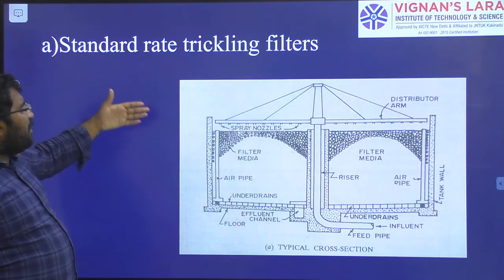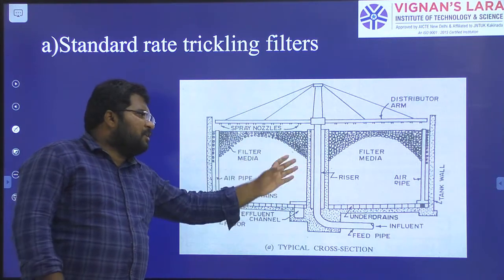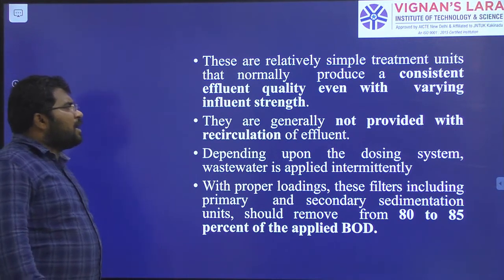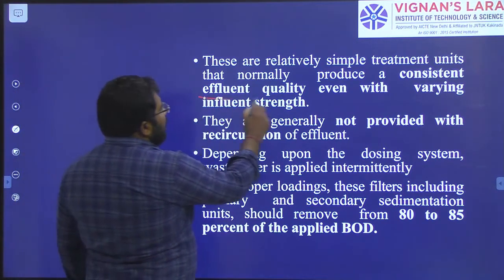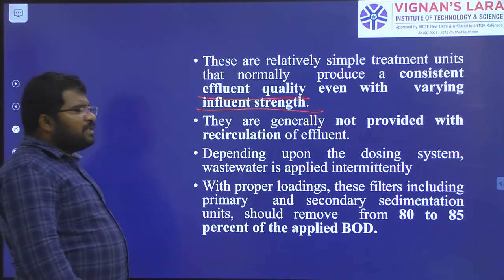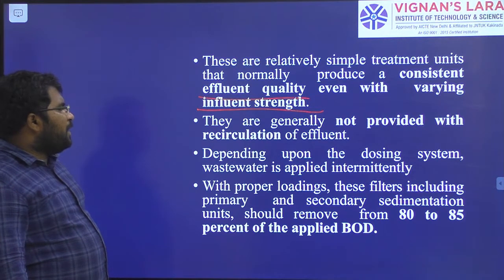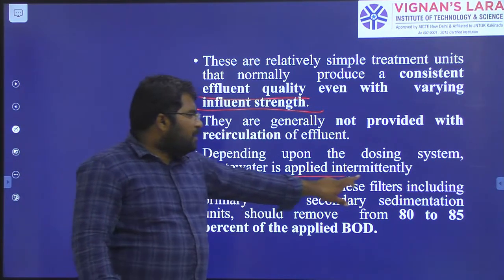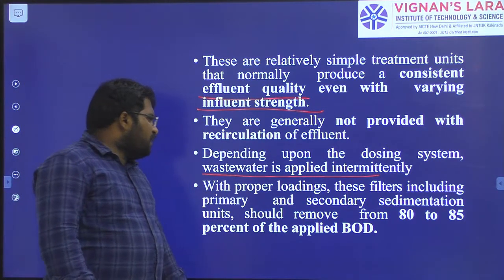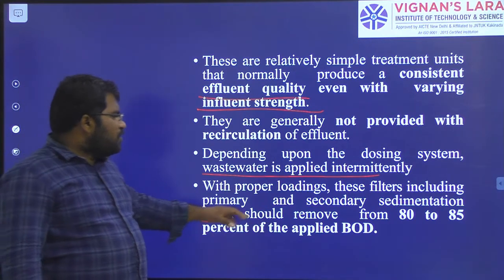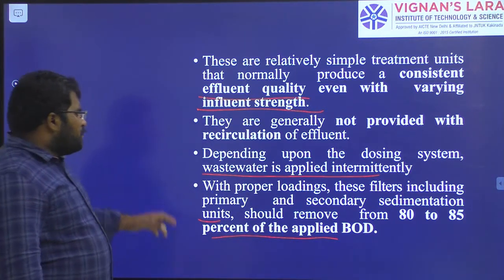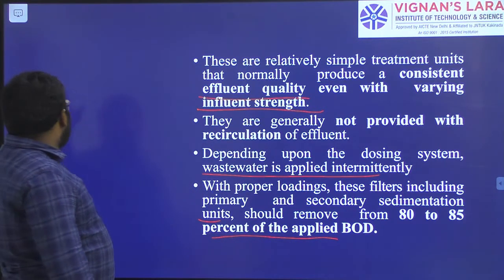First one is the standard trickling filter, whatever you saw in the previous diagram. The same thing, that is the conventional standard rate. These are relatively simple treatment units and normally produce a consistent effluent quality even with varying influent strength. They are also generally not provided with recirculation of the effluent. Depending upon the dosing system, wastewater is applied intermittently, right? You have to apply it intermittently. With proper loadings, these filters, including primary and secondary sedimentation units, should remove 80 to 85% of the applicable BOD, right? So very good efficiency is there.